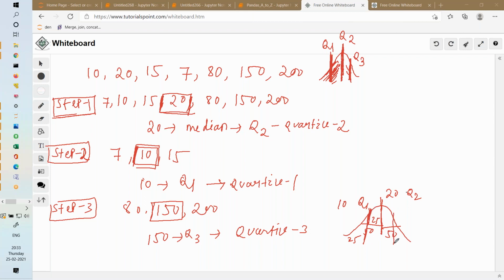Now Q3 is the 75 point. This is 75 and 25. Q1 will divide the data into 25. Q1 is the 25 percent data. Q2 is the 50% data and Q3 is the 75% data.